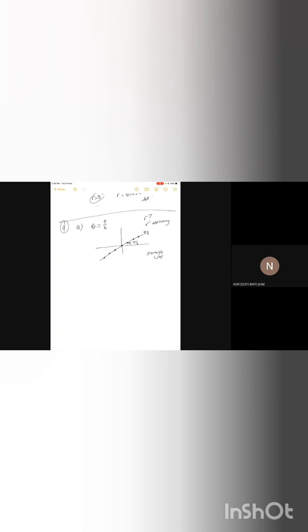And then C, r equals to 2 is a circle with radius 2. It goes with the same with 9D.